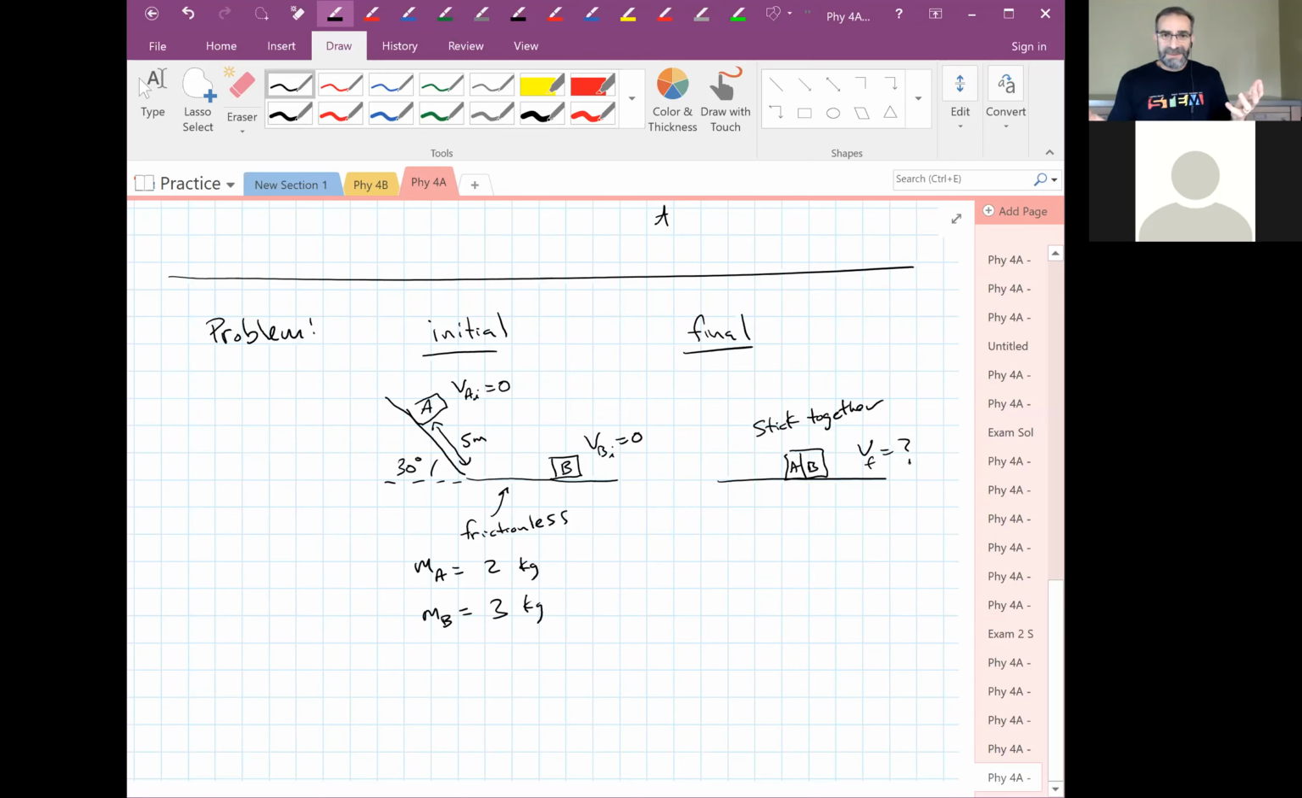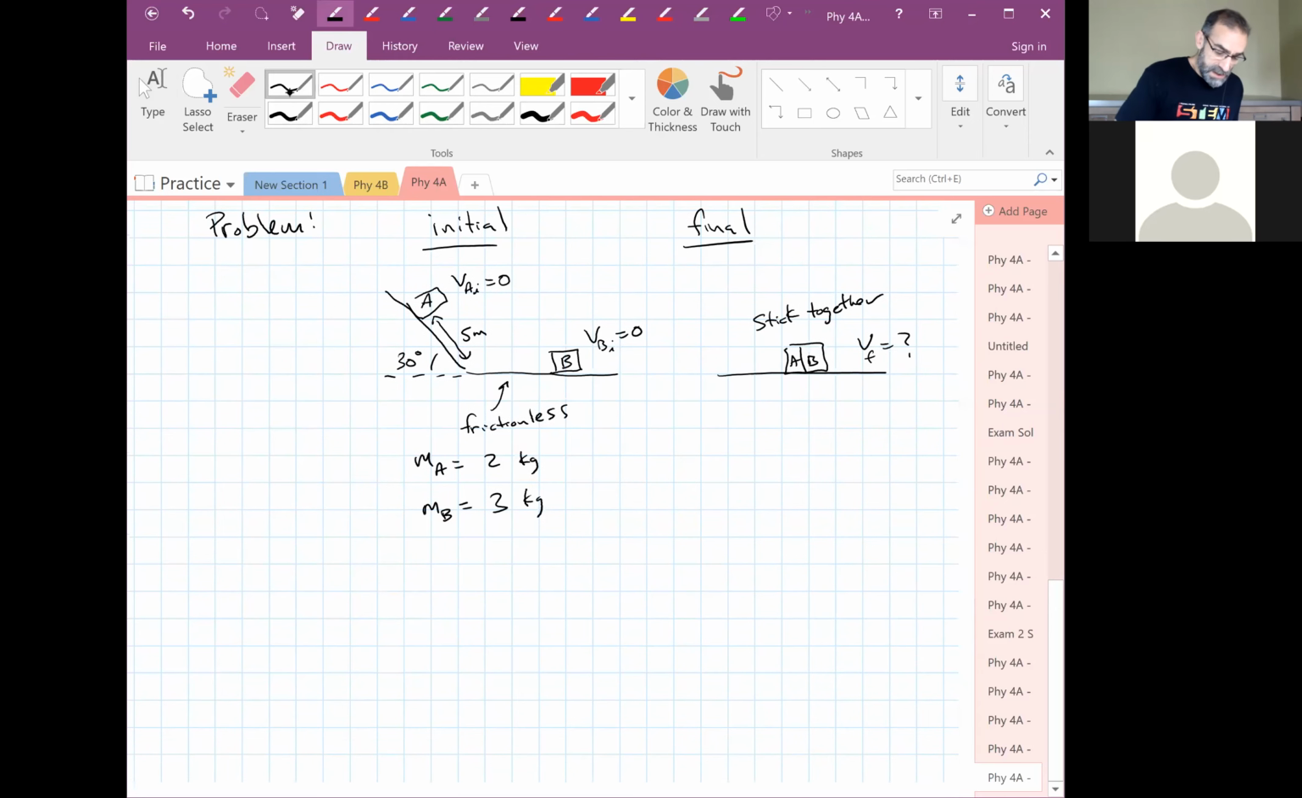So something's not right there because the Earth acts on our system. The Earth pulls on block A and gets it moving. And we can't include the Earth in our system because it's basically an infinite mass, right? We learned that last time. So what do we do? We break it up into two problems or more. Sometimes we need more than two problems. I like to make a timeline.